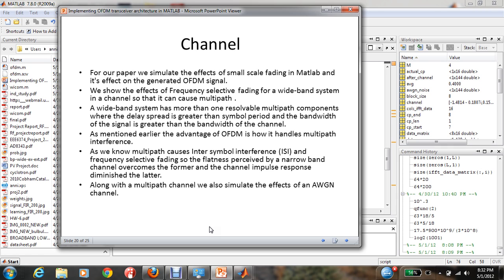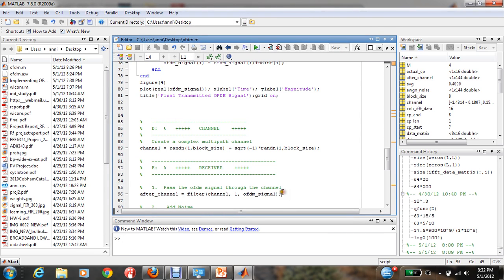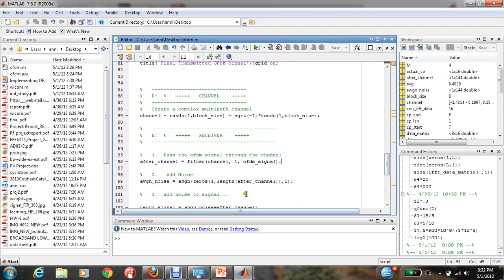What it basically does is show the effects of how an OFDM concept handles multipath interferences. We know that multipath causes intersymbol interference and frequency selective fading, so that the flatness perceived by a narrowband channel overcomes the former and the channel impulse response diminishes the latter. That is why, in order to show the effect of OFDM, we need to create a multipath channel. This multipath channel also has an AWGN channel, additive white Gaussian noise. This part of the code makes it an AWGN channel and adds noise to it.